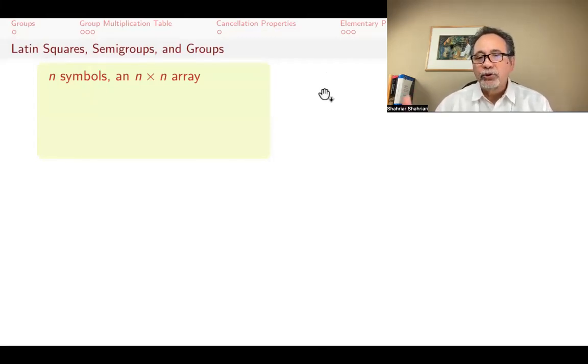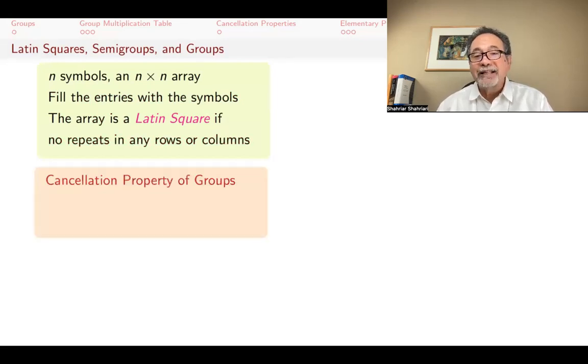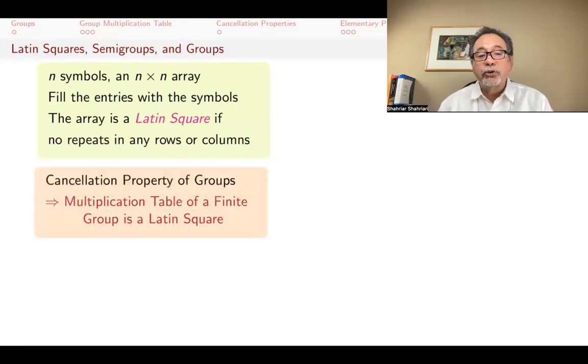If you have n symbols, and you make an n by n array and fill the entries with those symbols, the array is called a Latin square if there are no repeats in any rows or columns. Now, the cancellation property of groups told us that the multiplication table of a finite group is a Latin square, because there are no repeats in any rows or columns.